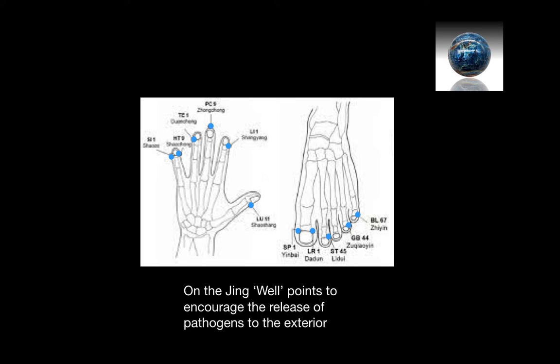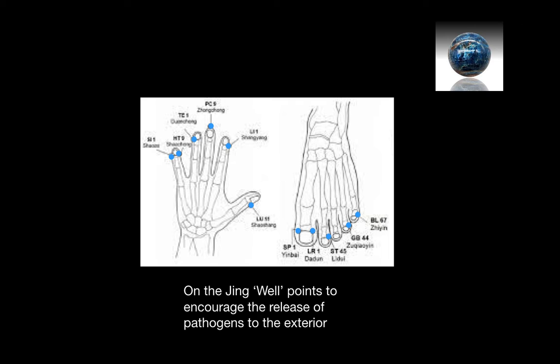Apatite also helps release exterior pathogens to the exterior of the body. These points are called the Jingwell points, and they are famous for pricking to bleed when there is an acute infection, such as a cold that is very new. You can rub on these points with apatite to help eliminate the pathogen from the body before it goes too deep, before it has a chance to reach the deeper levels.